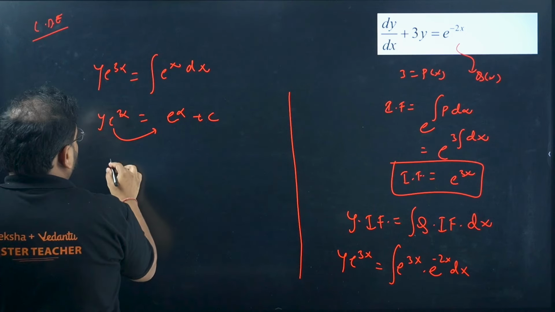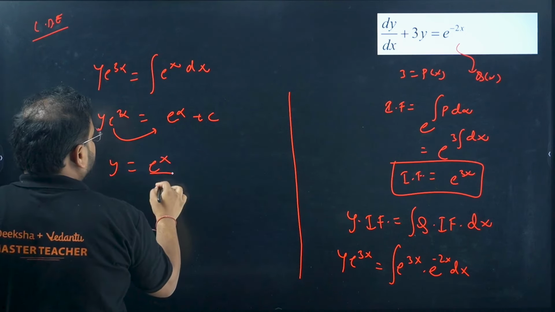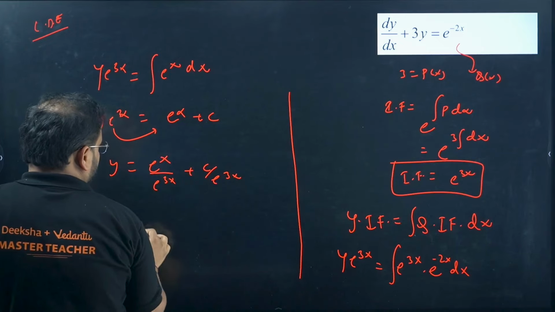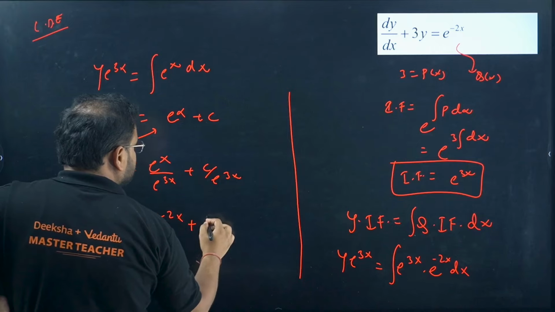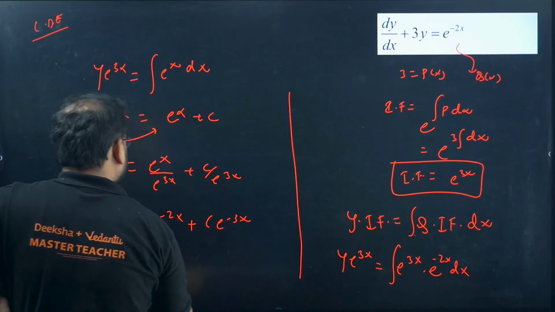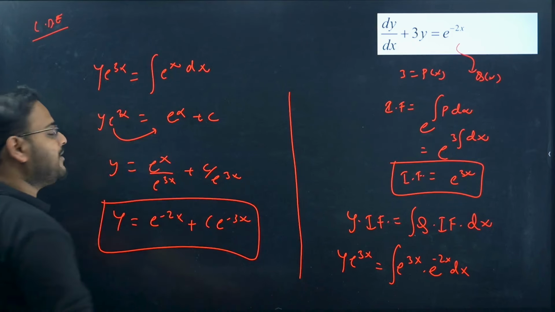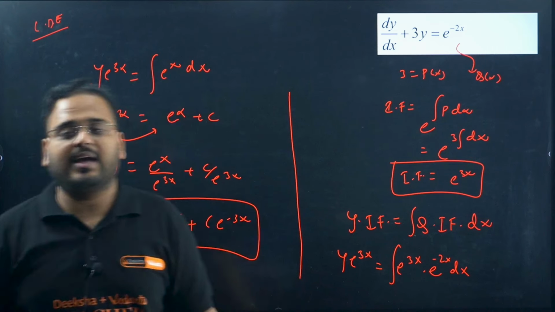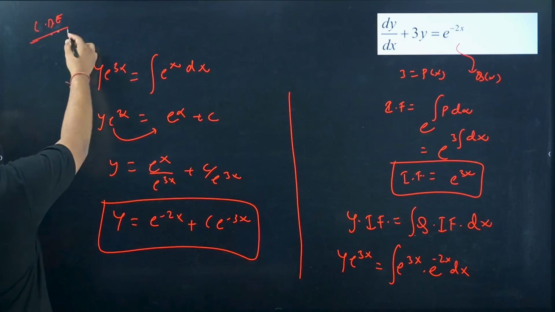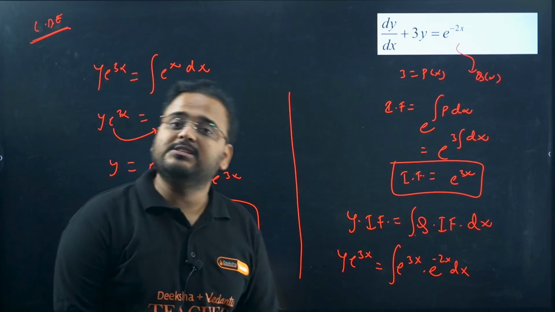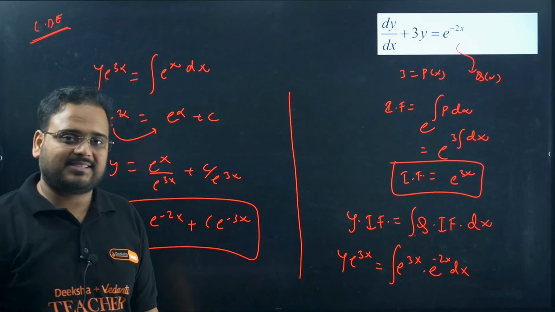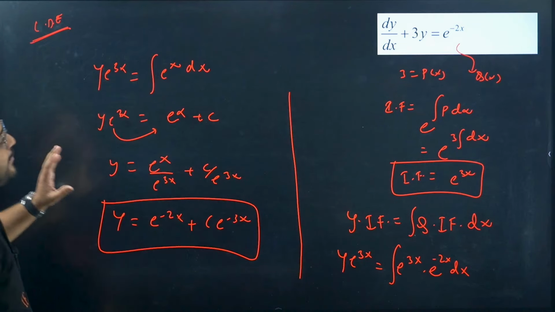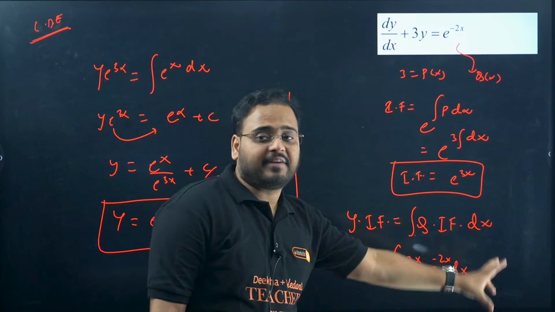Move e power 3x to this side. We'll get y equals e power x by e power 3x plus c upon e power 3x. So y equals e power minus 2x plus c into e power minus 3x. That's my final answer, with y as subject, for the given linear differential equation of the form dy by dx plus P(x) into y equals Q(x). Clear. So basically our world revolves around the integrating factor.